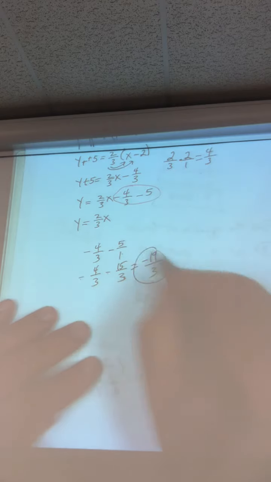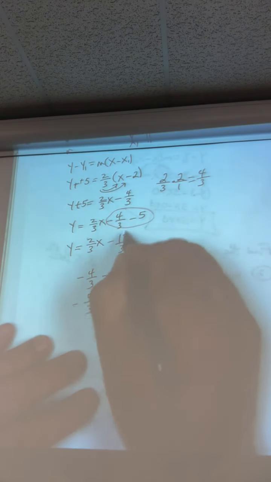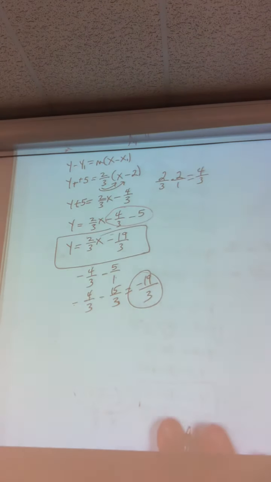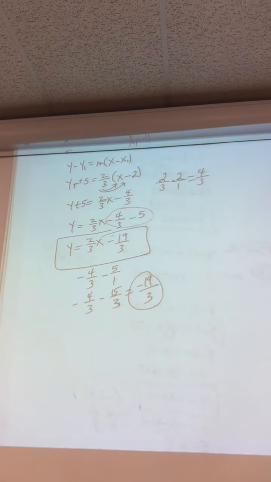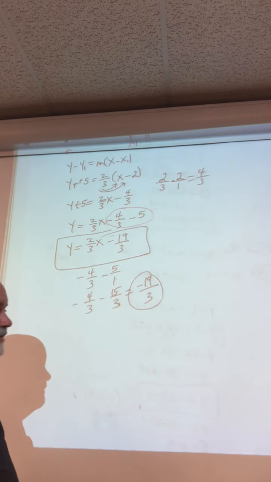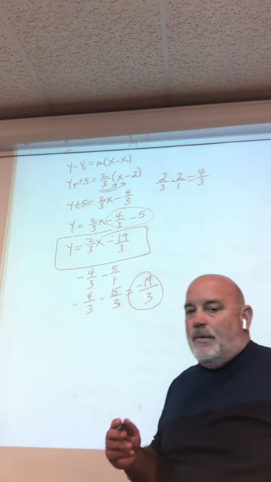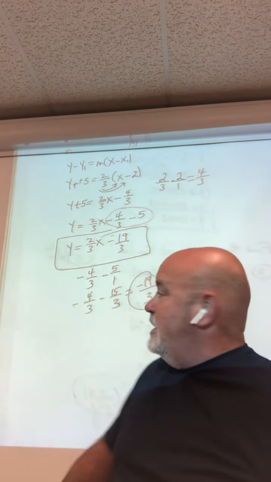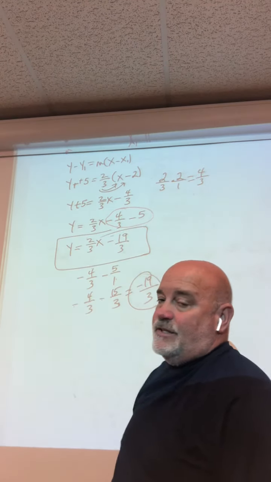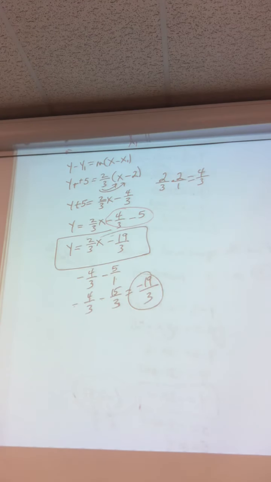So this will be 2/3 x minus 19/3. And this is the equation of the line. So were the steps any different? No. But I had to remember how to multiply with fractions, and then I had to remember how to add and subtract two fractions by getting a common denominator. So that's the equation of that line by using the point slope formula.